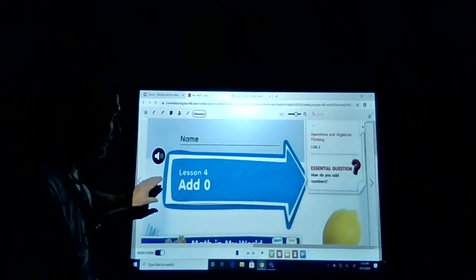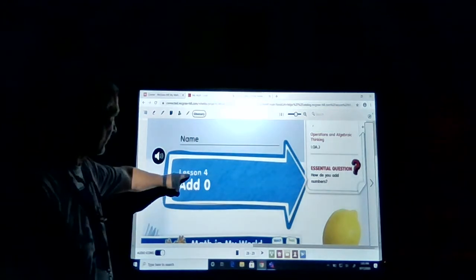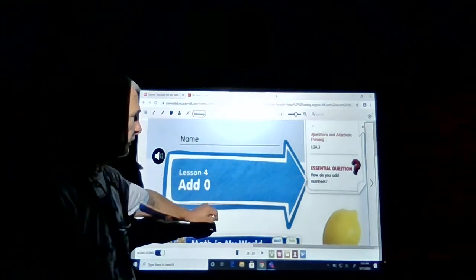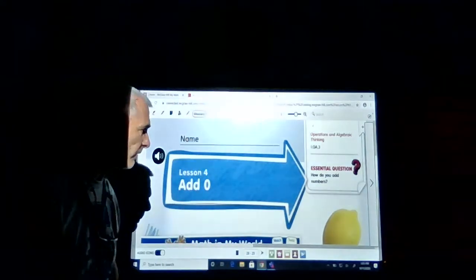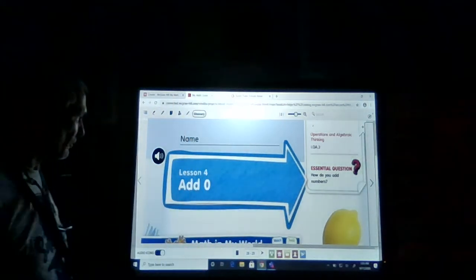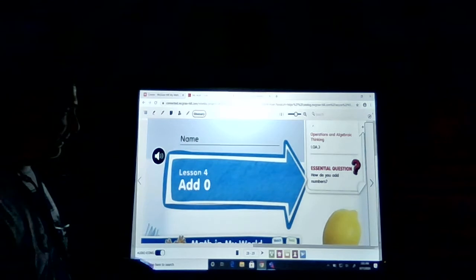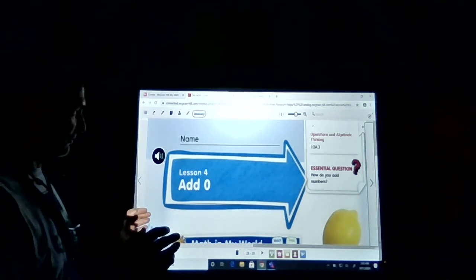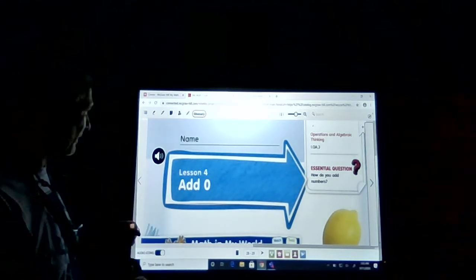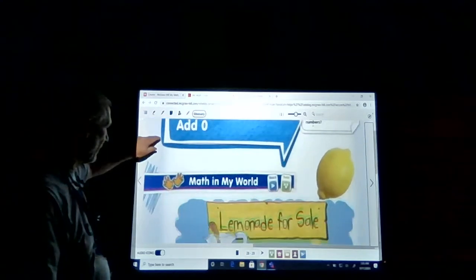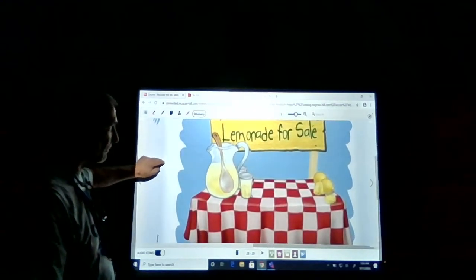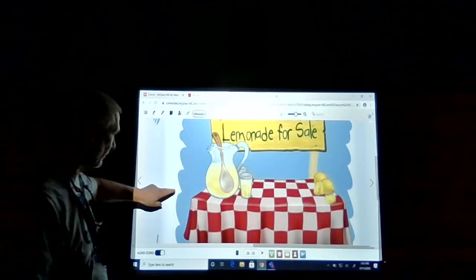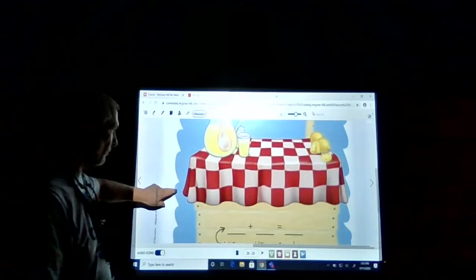First graders, you should be on page 29, lesson 4, add 0. How do you add numbers again? You remember yesterday or a couple days ago, we actually made a number sentence and we used a plus sign and an equal sign. Let's do that again. Lemonade for sale. A lot of people like lemonade. I know I do. Let's see what it says.